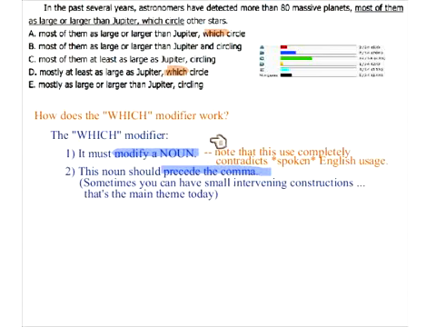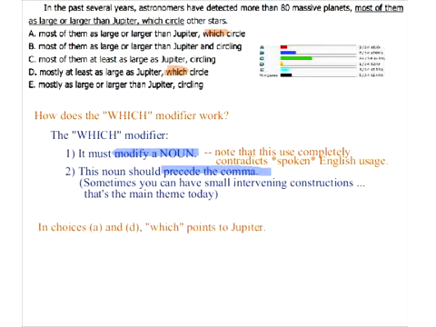So if you look at choices A and D here, what is which pointing to? Text box, please. In choices A and D. Yeah, it's pointing to Jupiter, because there are no other nouns in the vicinity. There's no other constructions that it could possibly point to. So which points to Jupiter.